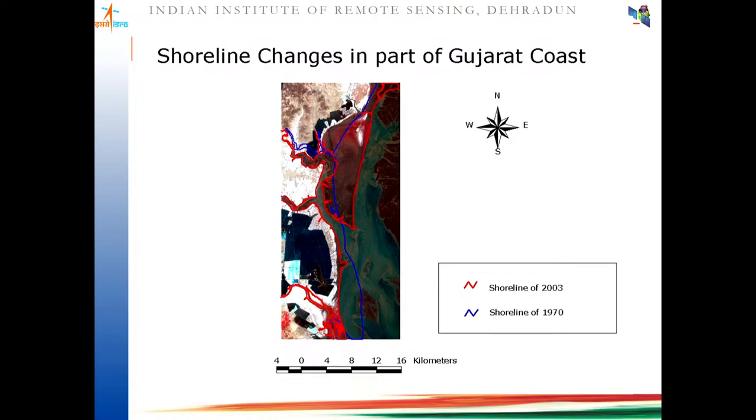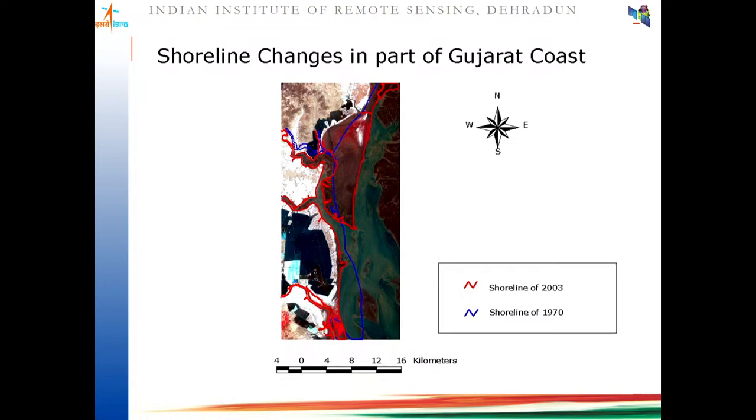Like here you can see in the Gulf of Khambhat, this type of study can be done, where the red line is the shoreline of 2003 and the blue line is the shoreline of 1970. So you can see which part is getting eroded, which part is getting deposited.